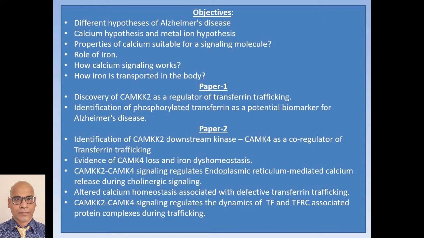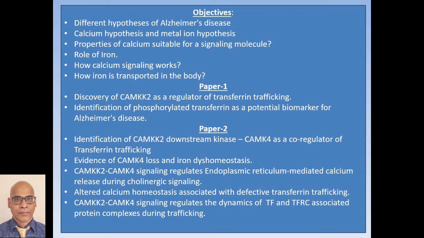and this discovery led to the identification of phosphorylated transferrin as a potential biomarker for Alzheimer's disease. This discovery has been protected by an IP filing through University of Manitoba, and based on that, I formed a startup company named Alzo Bioscience Incorporation to bring this technology from bench to clinic, specifically for Alzheimer's disease diagnostics.